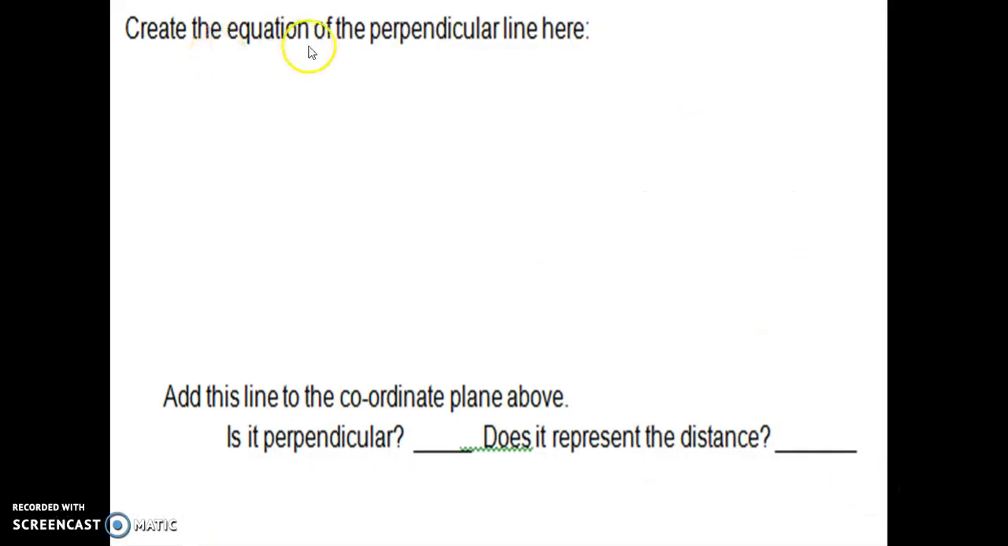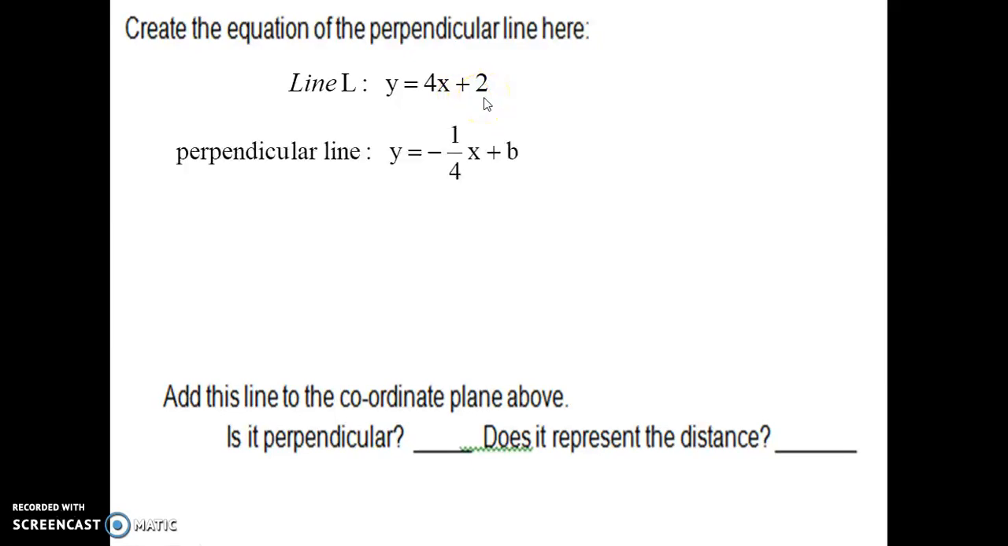Alright, so now we're going to create the equation of the perpendicular line. We're going to use algebra to do this. So again, here's the original line, y = 4x + 2. Then the perpendicular line we know will look like this. It's going to have a slope that is the negative reciprocal. So this slope is 4, the perpendicular line will have this slope. I'm leaving this as a variable here, b, because we don't know what the b value is yet. The b value is the y-intercept. To find this, we'll have to do some calculations.